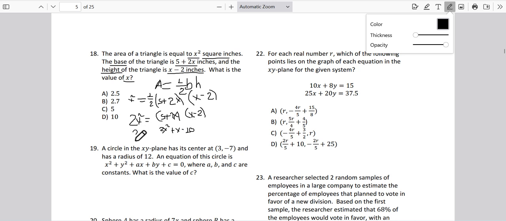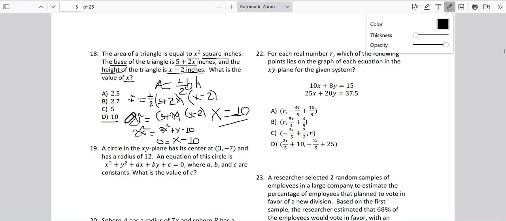Then we have here 2x squared. Then we subtract 2x squared minus 2x squared, and we have 0 equals x minus 10. Yes, so now we are finished. So our x value is 10. So the answer is D.